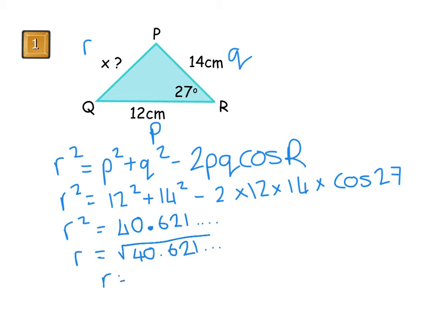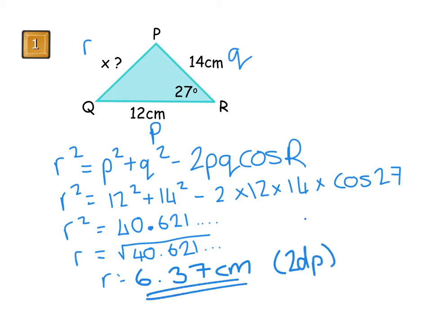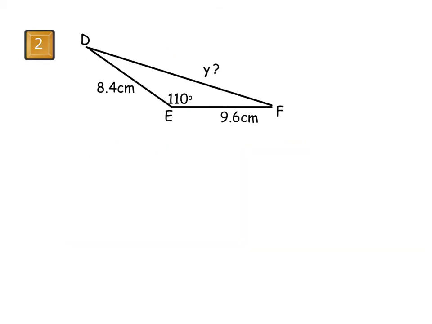And again, I've not mentioned decimal places, so let's go with 2 decimal places. That will give us an answer of 6.37 centimetres to 2 decimal places. And that's your first one done. So it's just a case of plugging straight into the formula. My next ones, I'm not going to change the letters around. So here is another one.